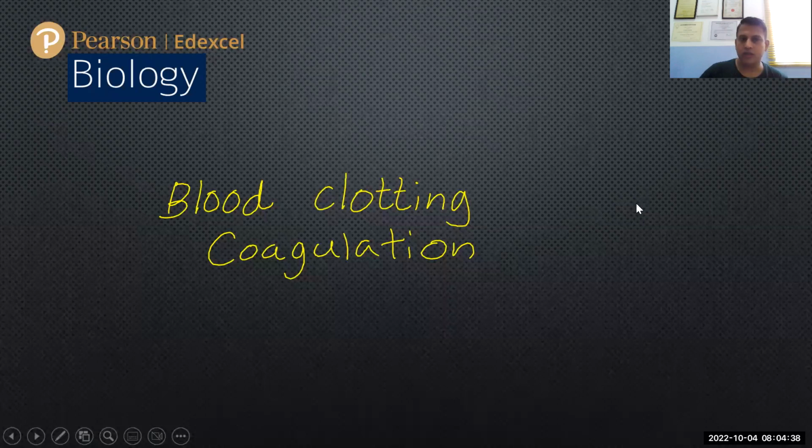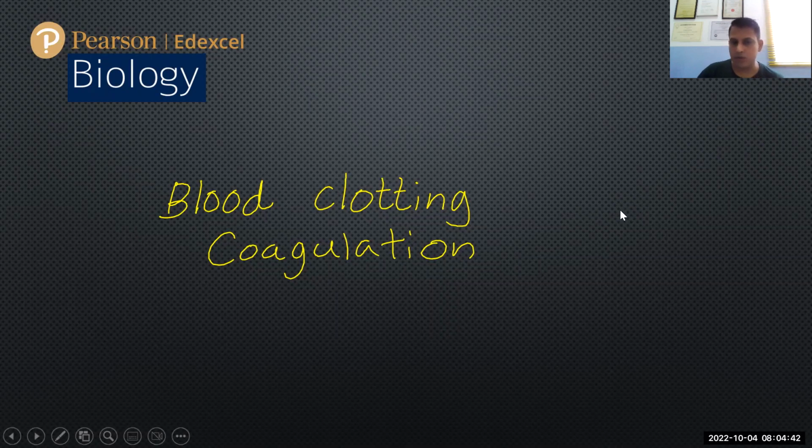Today we're going to look into blood clotting. This process is also considered as coagulation. So why is blood clotting required? There are two reasons to clot when there is damage. Number one, it prevents excessive bleeding of the blood. Otherwise, too much blood loss from the body is not really a good sign.